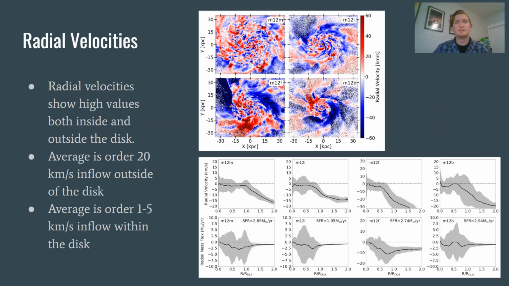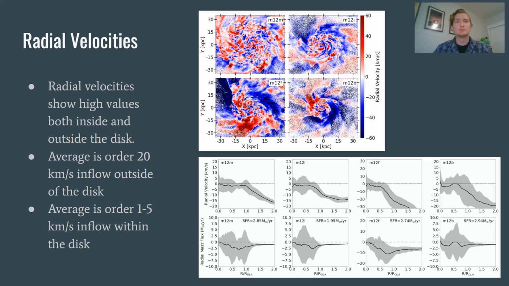So what does the radial velocity of this gas look like? Here up top we just have a face-on view of these galaxies. The red or positive values show outflows, while the blue or negative values show inflows. Note that these instantaneous values are relatively high, about 40 kilometers per second inside the disk and higher outside. When we average these values around the disk and over time, we get a more gradual net inflow.